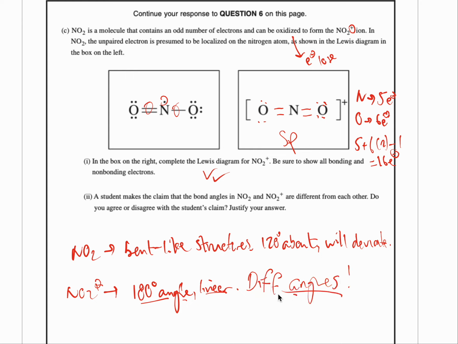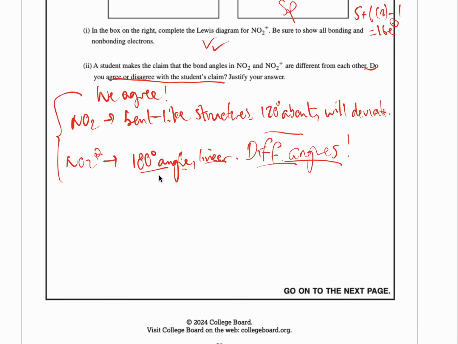So we write the different angles, and then make sure at the top we answer the darn question. Do we agree or disagree? We agree. Or I guess you write I agree. Then you can include this supplementary information, make it cleaner, make it neater, maybe write a bit more, but that's how you'll answer it. And so that is all it is for question 6.